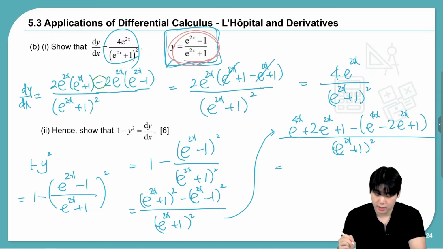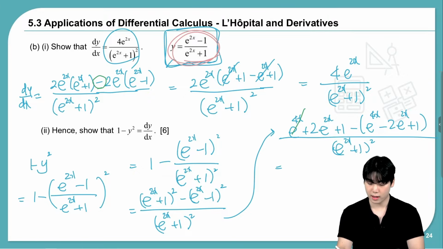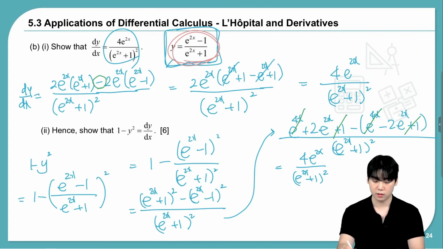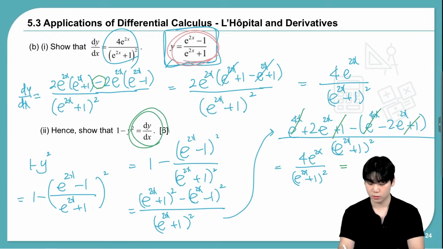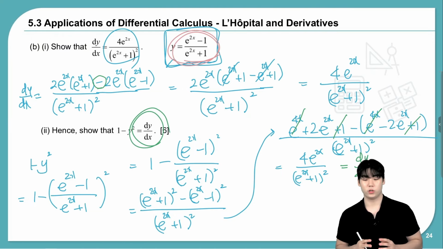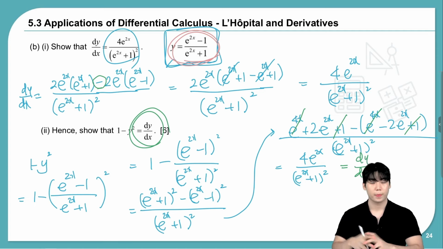That's very tedious, and that cancels out. That also cancels out, and I have 4e^2x over (e^2x plus 1) all squared, which is the required form, which is equal to dy/dx. Okay, that's how we show that this is true.